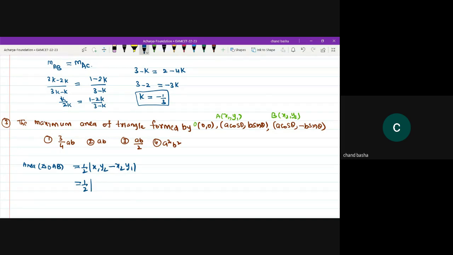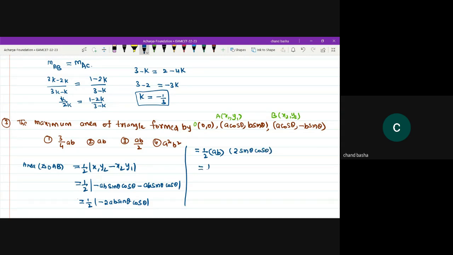Minus AB sin theta cos theta. This is equal to half into 2AB sin theta cos theta. Very good. Let's continue the discussion. One by 2, I can take AB outside, and in the modulus the minus will vanish. Can I take 2 sin theta cos theta?